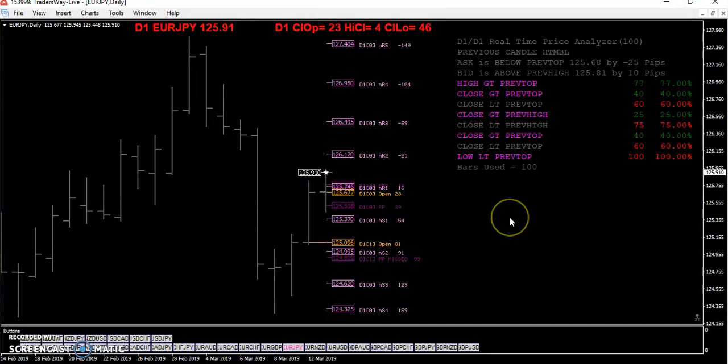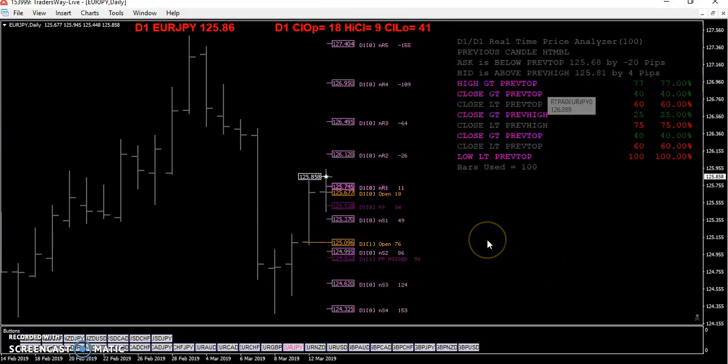And on this particular screen, I like to use bar charts rather than candles. It's just a preference. It doesn't matter what you use. Now, you can see here, this is once again real time. The high is greater than the previous top 77 out of the last 100 times, or 70%. Now it closed greater than the previous top only 40% of the time.